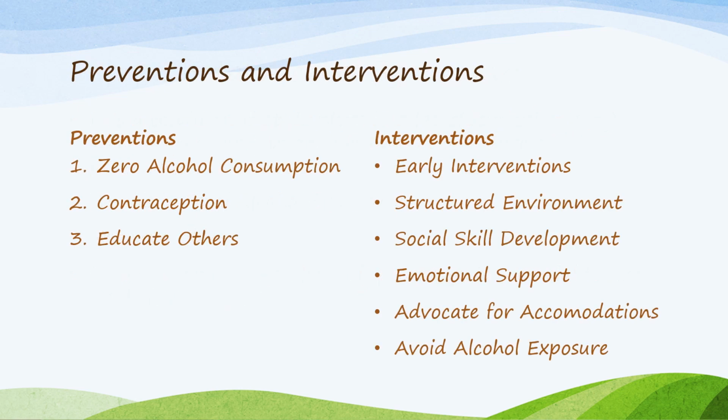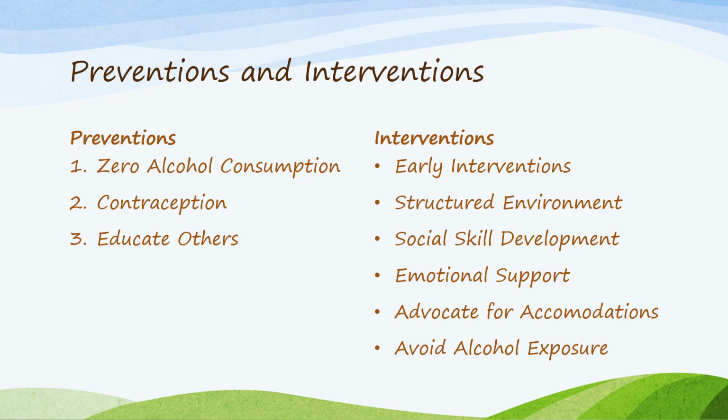Preventions and interventions. Preventions. Fetal alcohol spectrum disorders are entirely preventable. Here are some essential strategies to avoid alcohol-related harm during pregnancy. Number 1, zero alcohol consumption. Pregnant individuals should abstain from alcohol completely. No amount of alcohol has been proven safe during pregnancy, so it's crucial to stop drinking immediately if pregnancy is suspected. Number 2, contraception. If you are a sexually active female of childbearing age, use this to prevent unintended pregnancies while avoiding alcohol, which is also known as birth control. Number 3, educate others. Encourage pregnant friends and family members who drink to stop alcohol consumption during pregnancy.